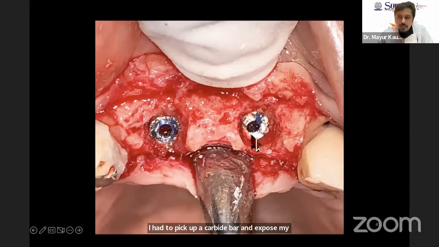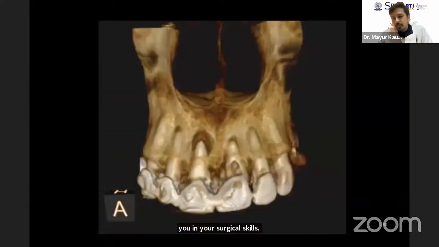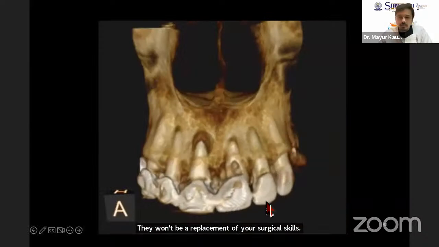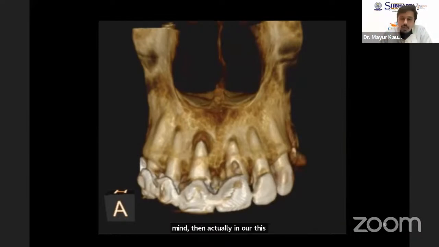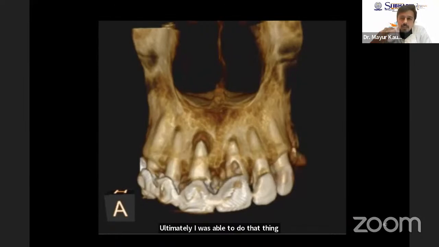So this is one thing which I want to emphasize firstly: diagnostic modalities can only be an assistance to your surgical skills. They won't be a replacement of your surgical skills. But in this case also, everything began with planning. Everything in life happens twice, first in our mind, then in reality. So what happened here was, because I had a beautiful CBCT image with me, ultimately I was able to do that.